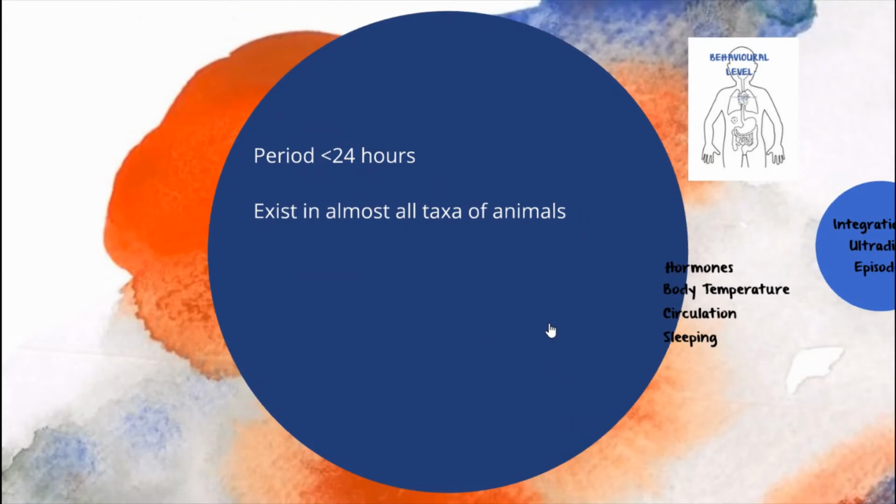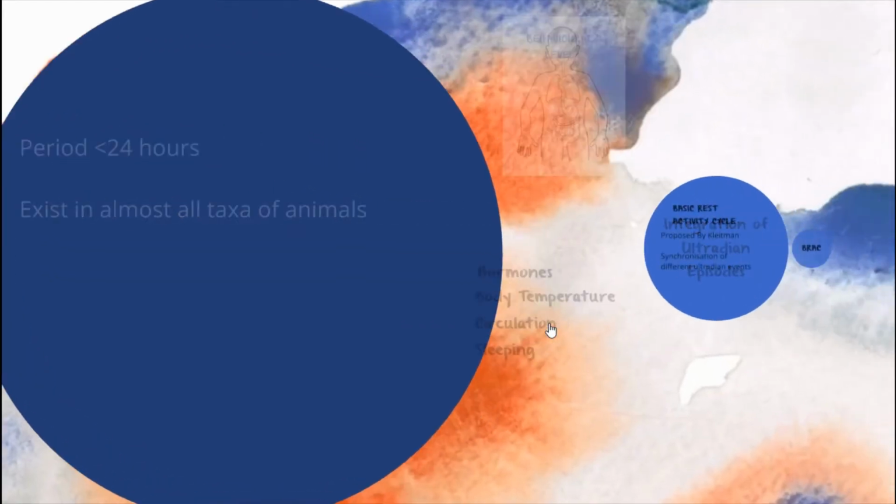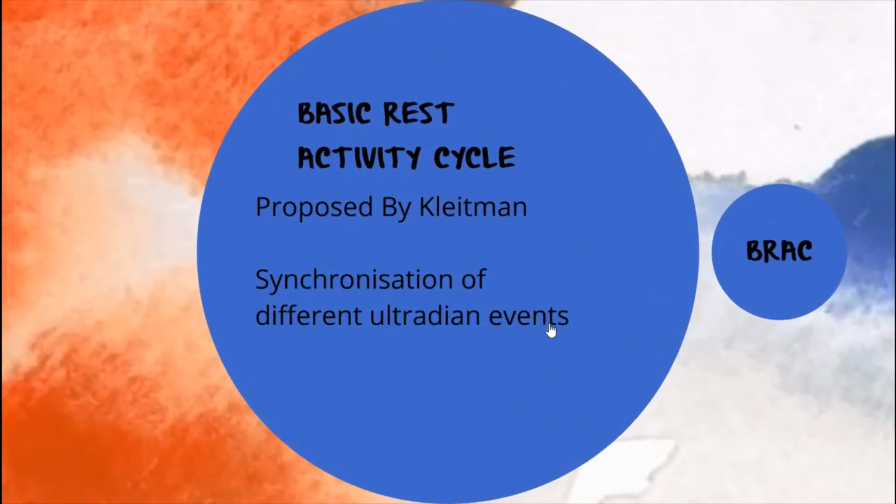Professor Nathaniel Kleitman in the 60s had extensively studied the sleep-wake cycles in humans and in animals for many years. And it was he who proposed the idea of the basic rest-activity cycle. It's a cycle that attempts to describe how different ultradian events can synchronize together episodically to create an organized physiological change.